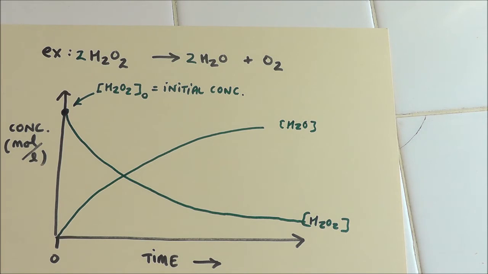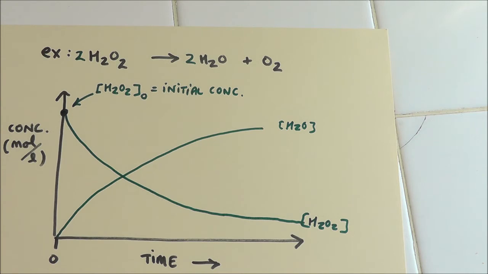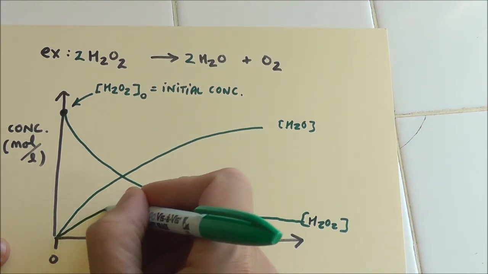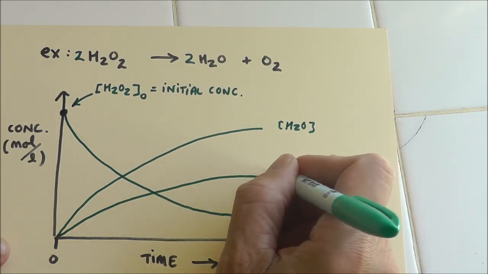Now think about this with me, folks. What would the concentration of O2 look like? Well, for every 2 molecules of water you make 1 molecule of oxygen. So everywhere on this, the rate of production would be half that of water. If I could draw this, the change everywhere, this would be O2.